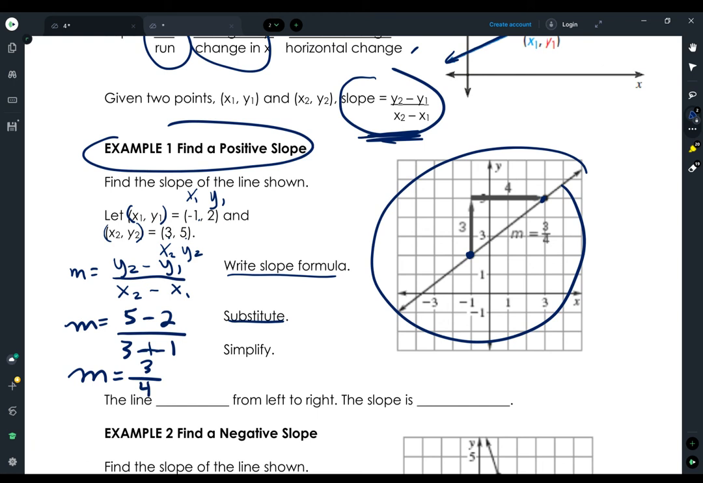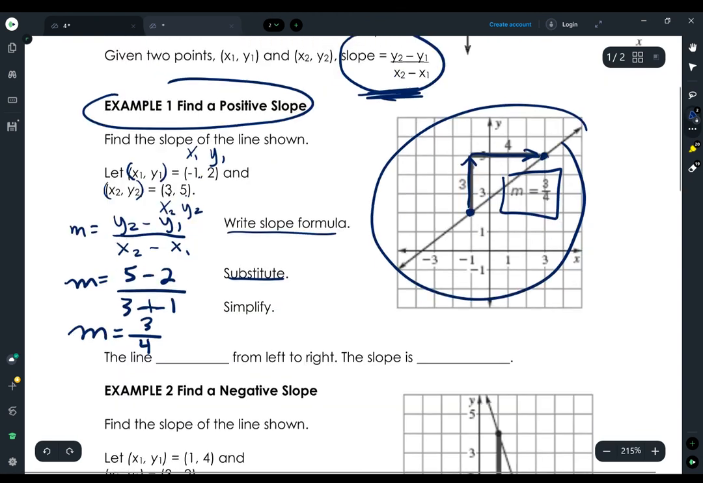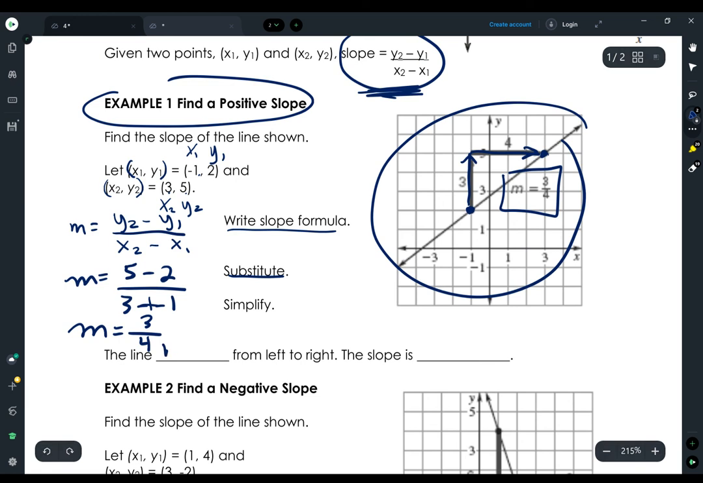And then over here in my picture, I just want to check, and yep, it goes up 3 and then 4 to the right. So my slope is 3/4. So I'm kind of proving it. These are the same ordered pairs that I had in my math problem. And the line rises from left to right. The slope is positive. So if your line is going up, you have a positive slope.